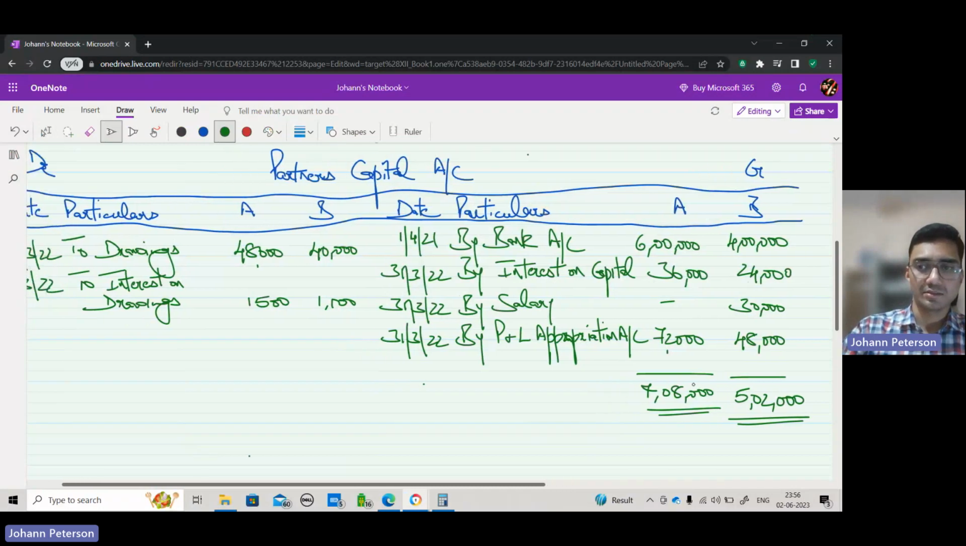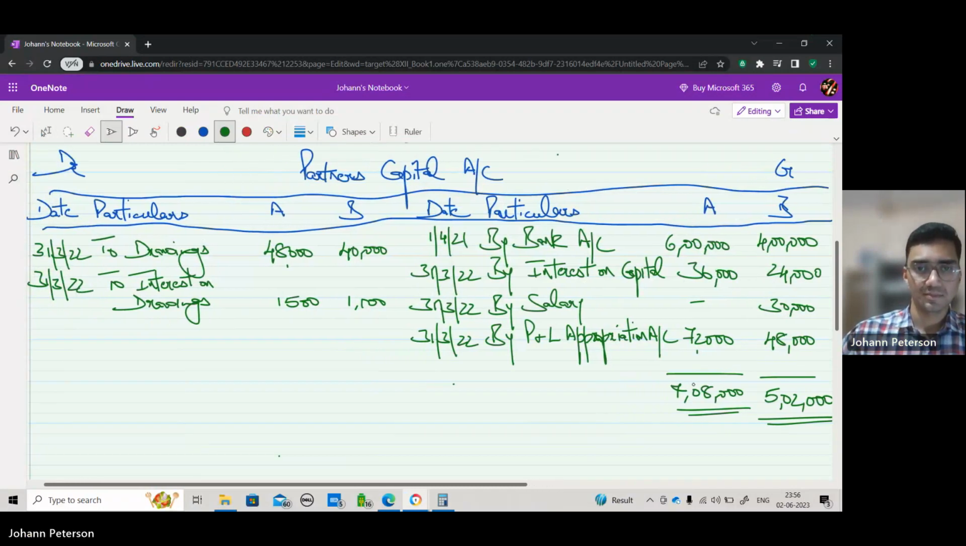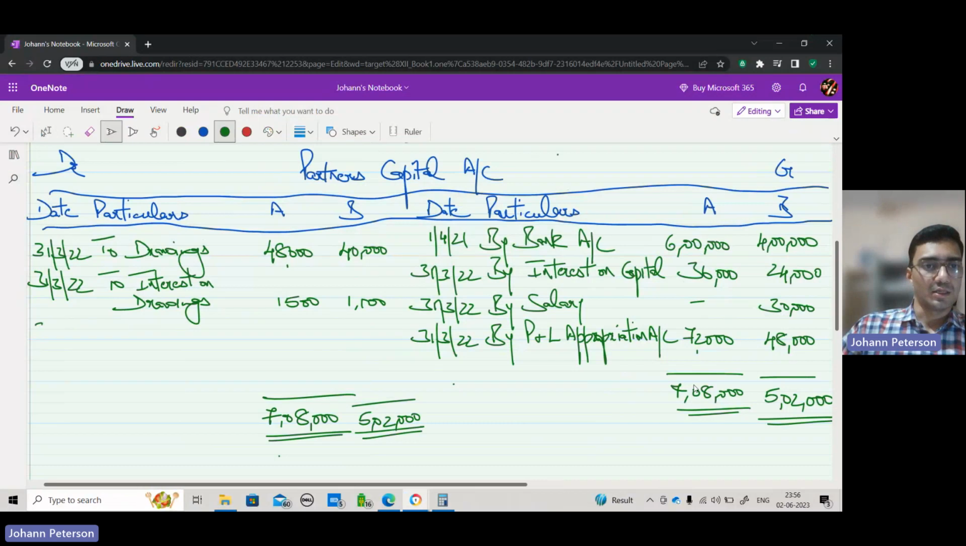These same amounts we will write on the debit side. The amount is 7,08,000 and 5,02,000. And we will get a balancing figure on the last day of the year, 31st March 22, to balance carried down, which is our balancing figure. Always write this, I'm repeating.